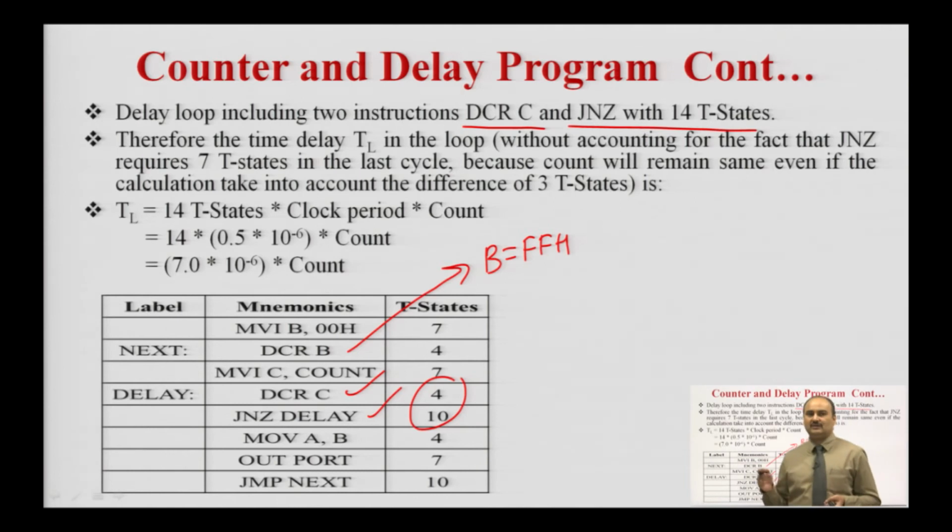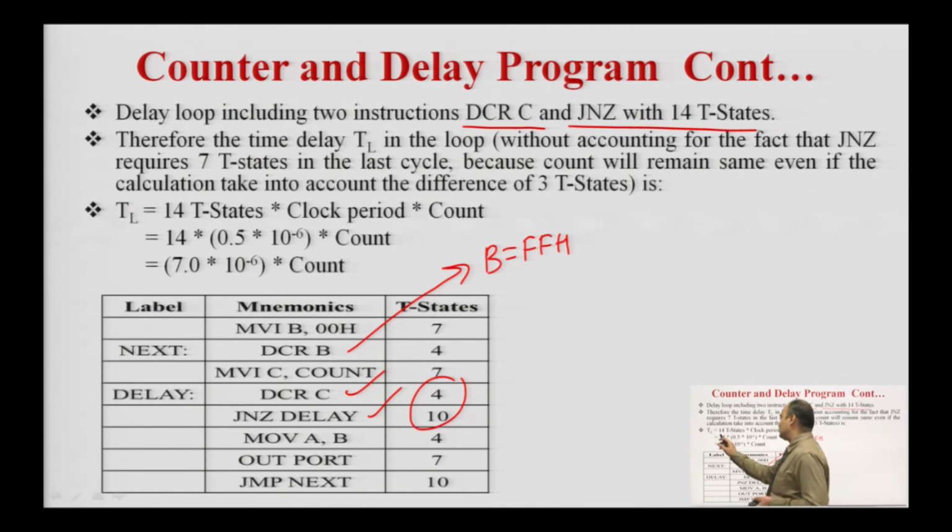But in this case, while designing this down counter, if we decrement the value, the count value will remain the same, because if we decrement 00 by 1, the count value becomes FF again. So here we do not deduct 3 to calculate the accurate delay. To calculate the delay, we use the formula TL equals 14 T states multiplied by the clock period, and we need to find the count value, because the count value is not given.